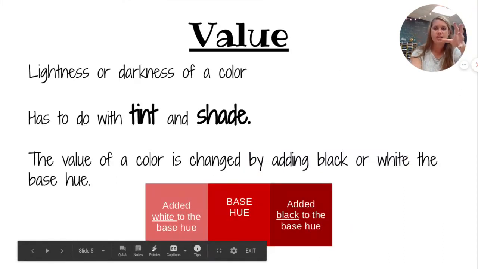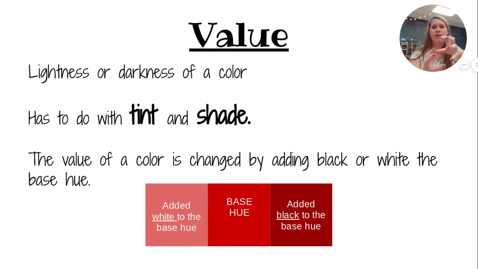So tint and shade are associated with something we call value. When you alter the lightness or darkness of a color, when you add white or black, you are altering its value, its overall value, how much value a color has, how little value a color has.